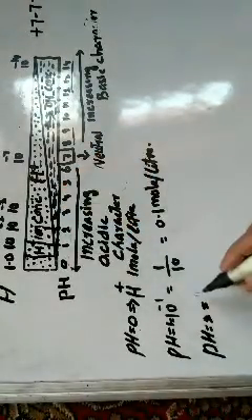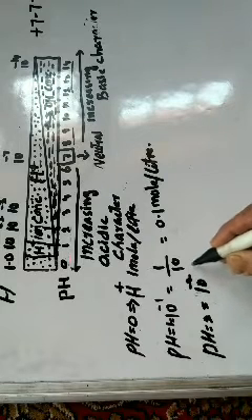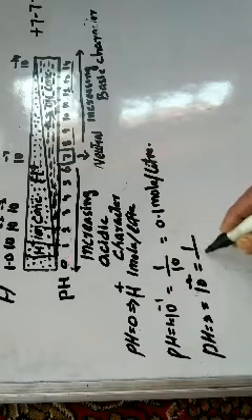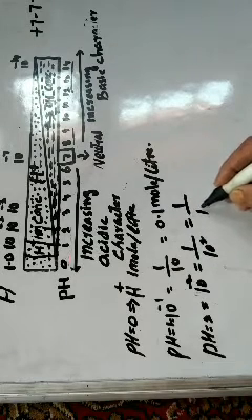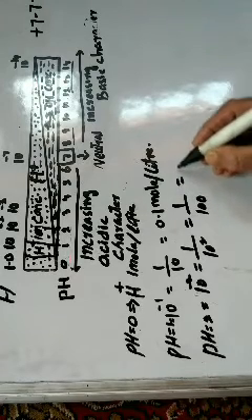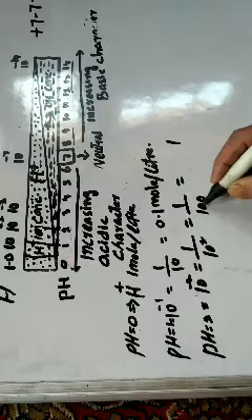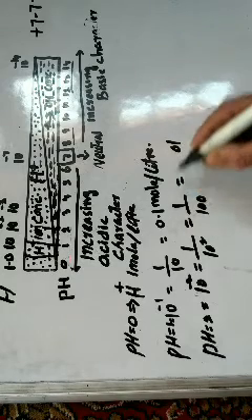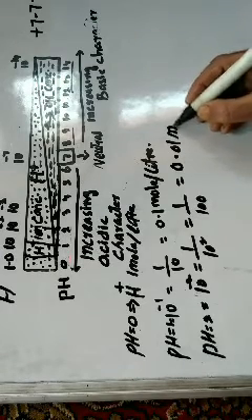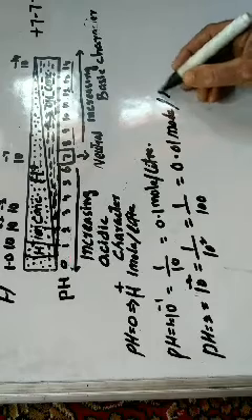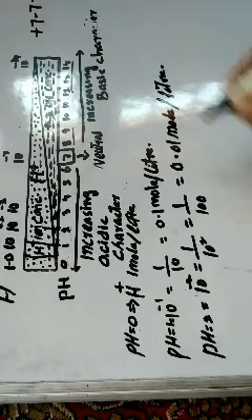Similarly, if a solution has pH equal to 2, it means hydrogen ion concentration is 10 raised to power minus 2, that is equal to 1 over 10 raised to power 2, that is 1 over 100. That is equal to 0.01 mole per liter.